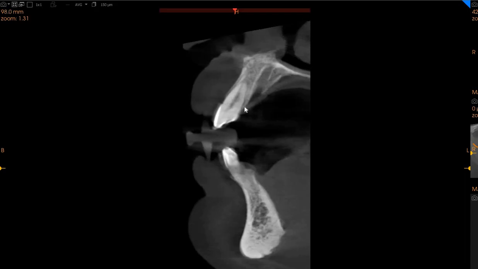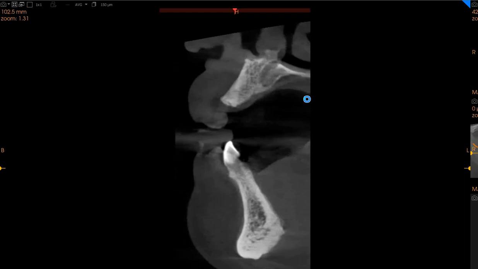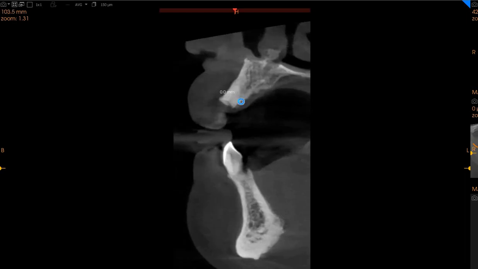Doing very well, got relatively good bone here. 6 millimeters of width with only 15 millimeters of height. We've got a very big incisive canal which needs to be kept in mind. This is the lateral region, 5 millimeters of width with 15 millimeters of height.